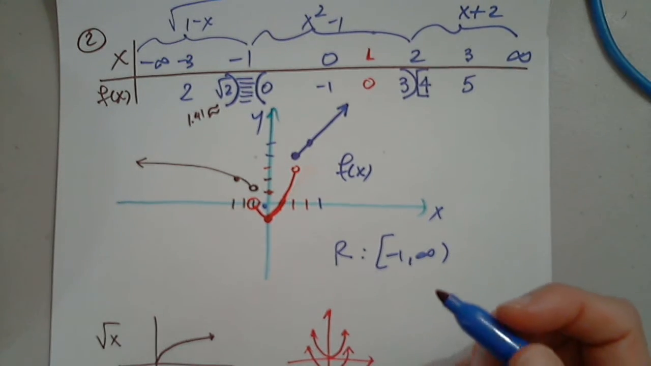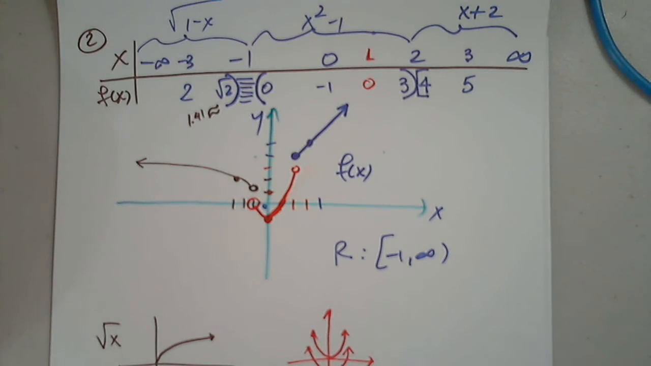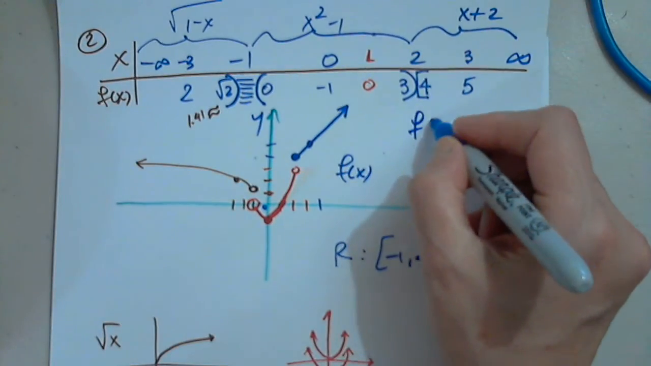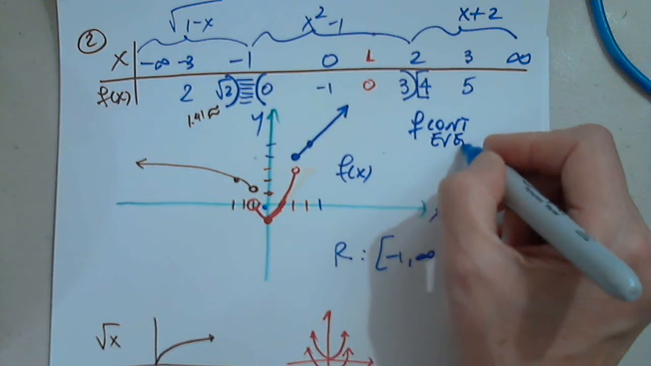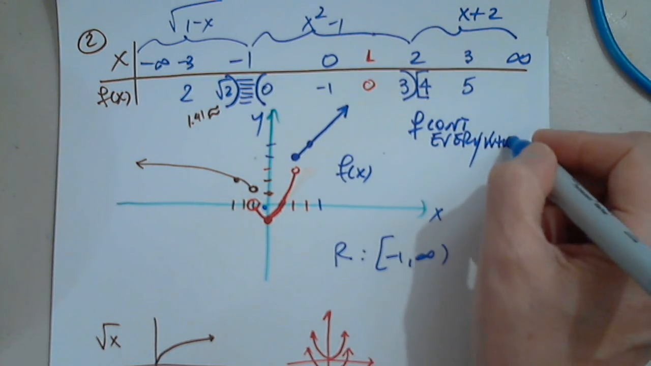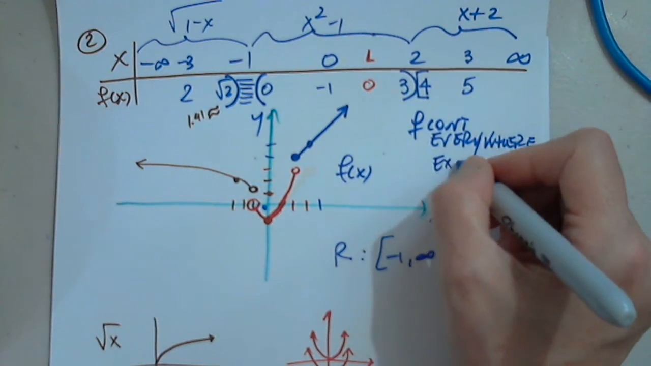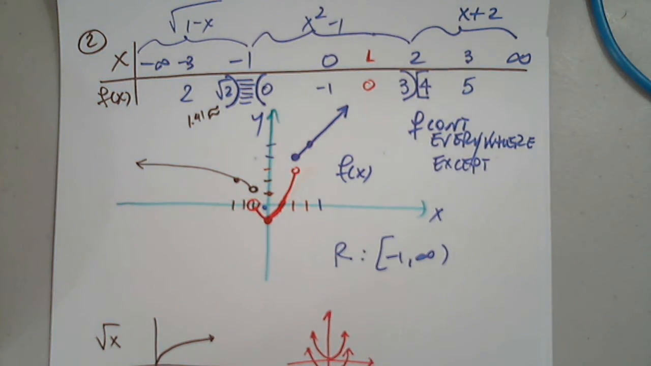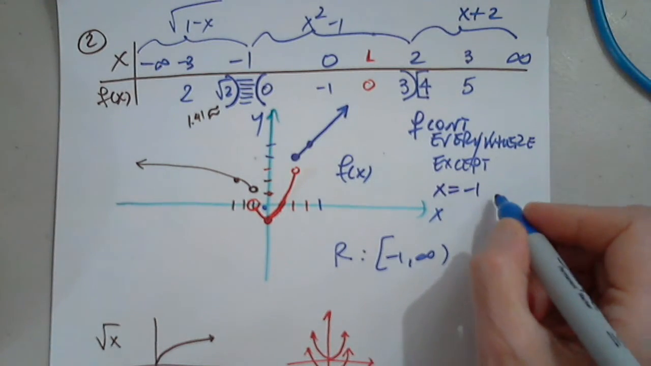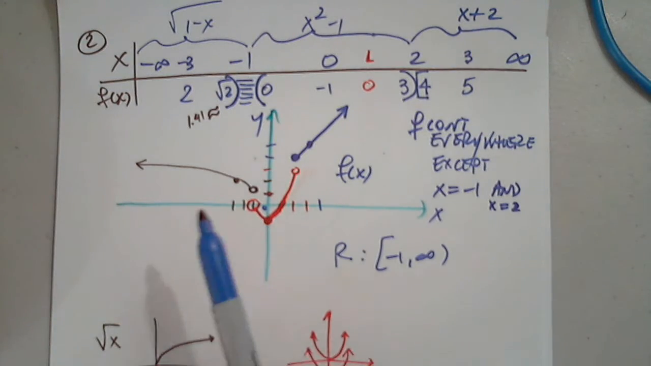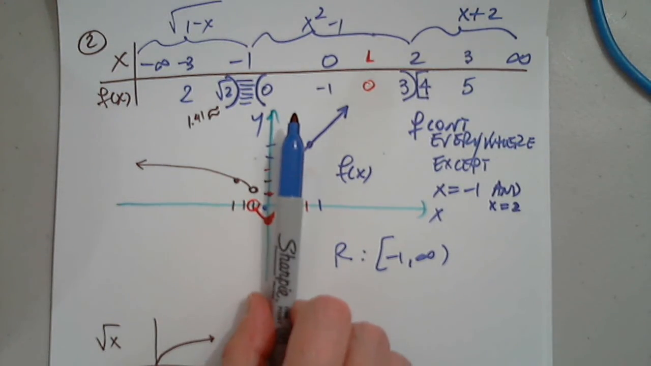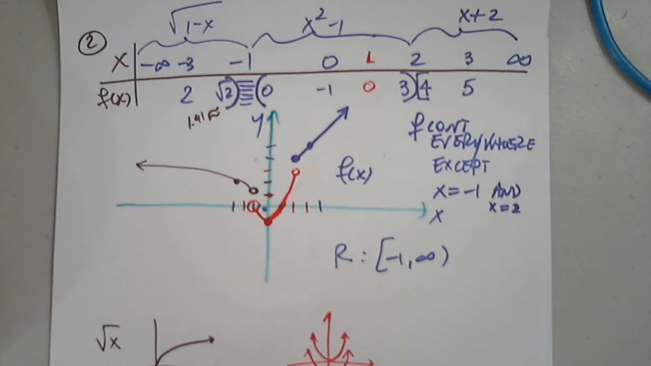So what will you say? Where is this function continuous? F is continuous everywhere except where? Very good. Both, this one is undefined and jump, and this is jump. Is this function ever continuous from the left or from the right?